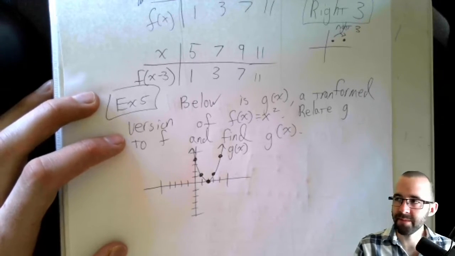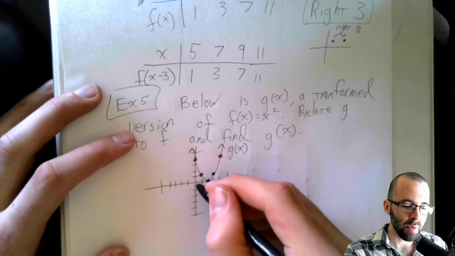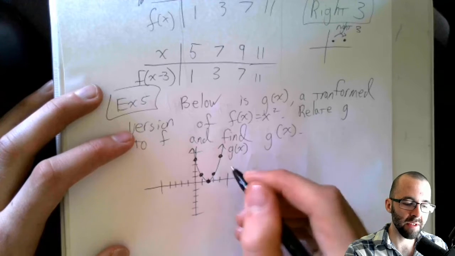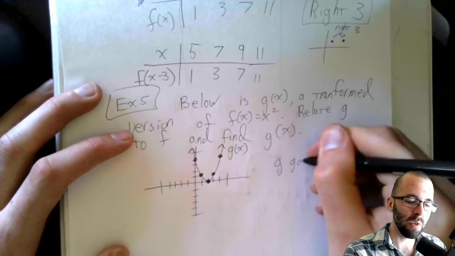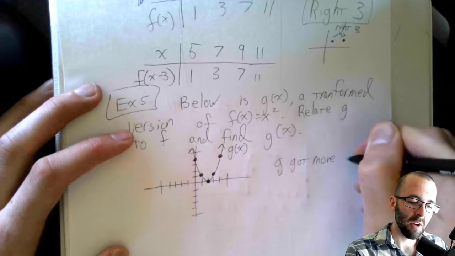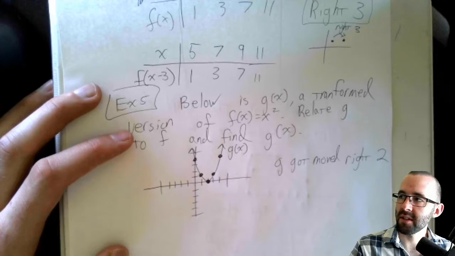We moved it over. Yeah, very good. We moved it over 2 units. Right? G got moved right 2 units.